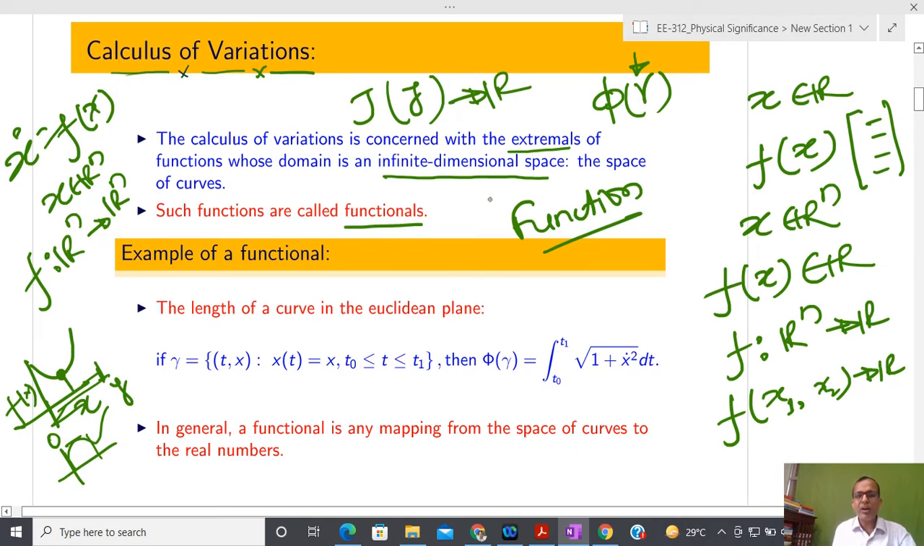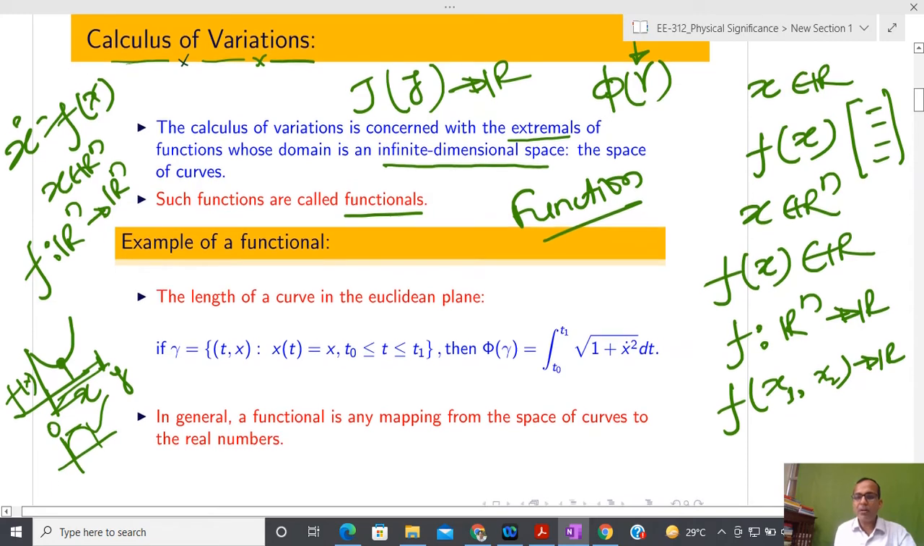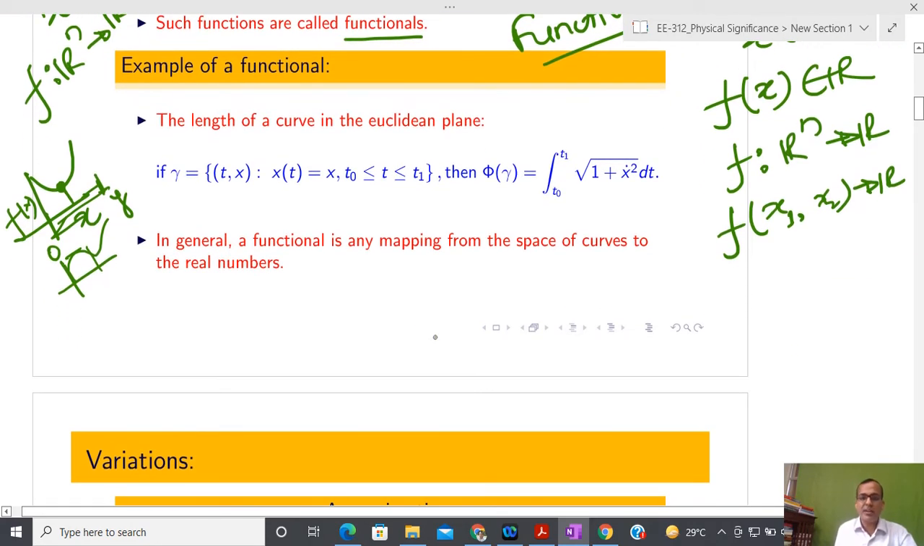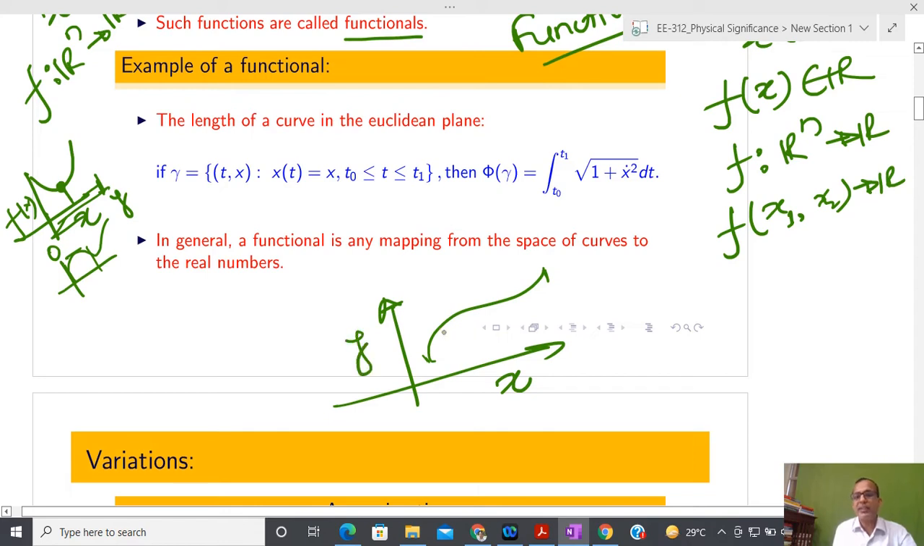Now let us try to see an example of a functional. The simplest example of a functional: suppose you have a two-dimensional curve. In two dimensions, suppose I have some kind of curve and I want to calculate the length of this curve. You can assume that here I have x and here I have y, something like this. If this is a straight line, then it is very easy to calculate the length of the curve. But this is no longer a straight line. So how to calculate the length of the curve?